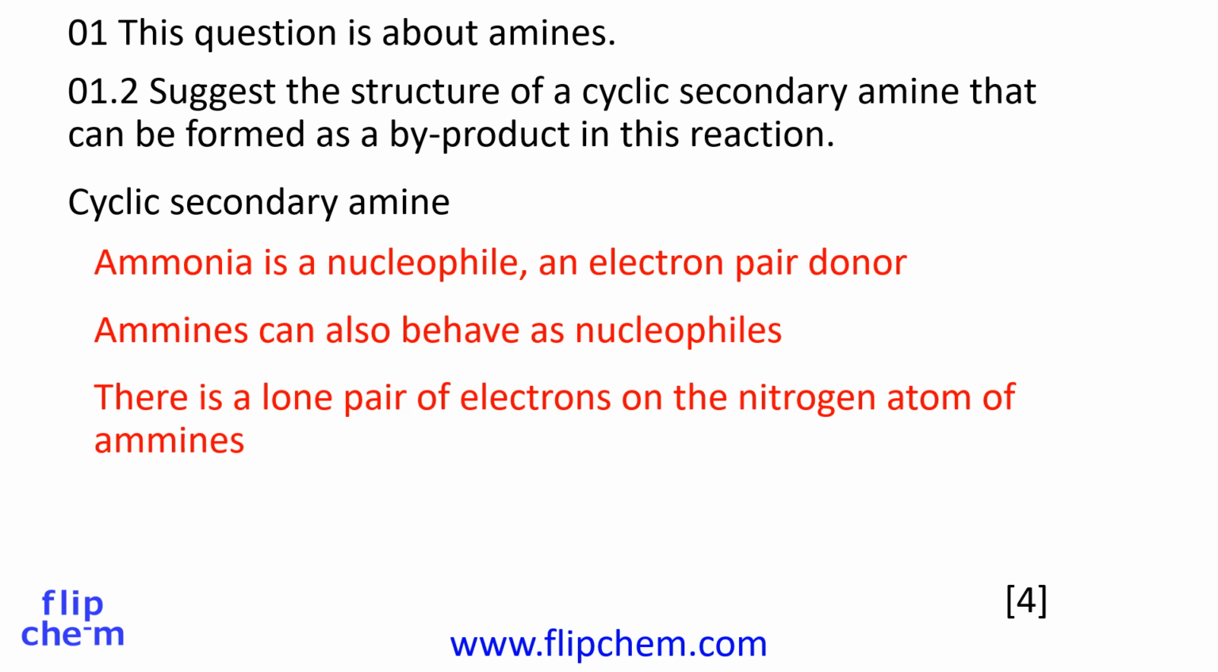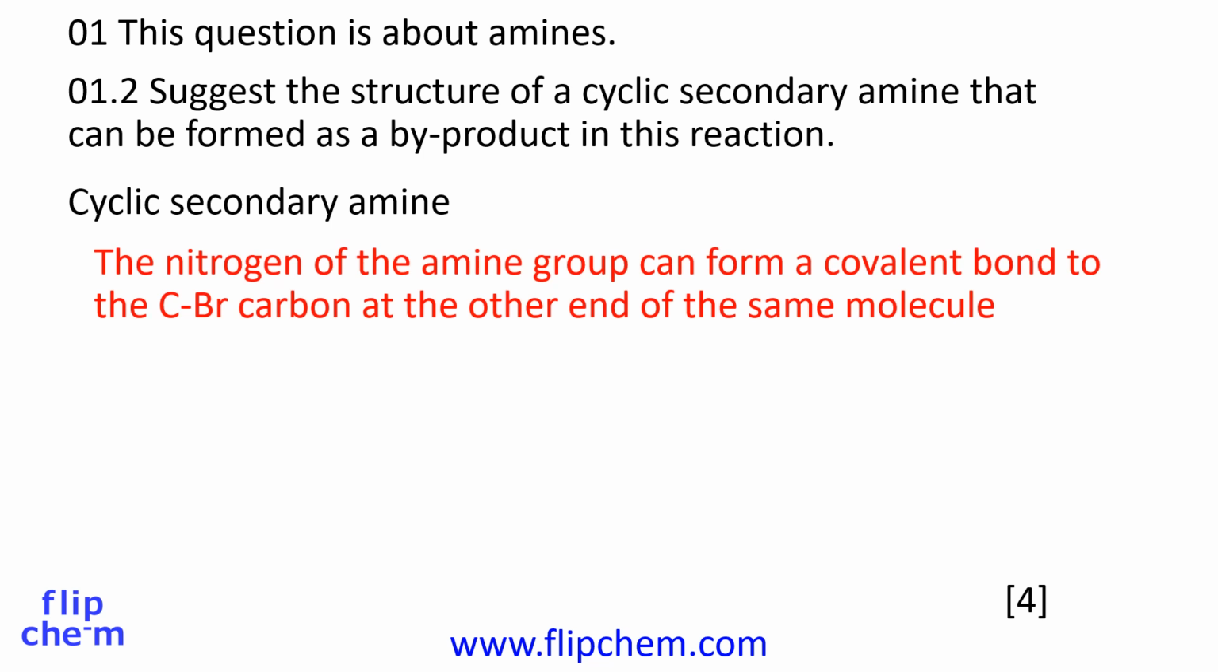Next, let's think about the secondary amine byproduct. Ammonia is a nucleophile, an electron pair donor. Amines can also behave as nucleophiles. There is a lone pair of electrons on the nitrogen atom of amines. The nitrogen of the amine group can form a covalent bond to the CBr carbon at the other end of the same molecule.